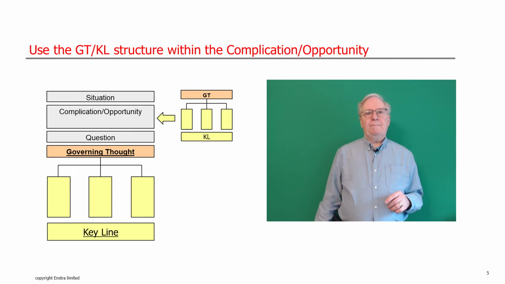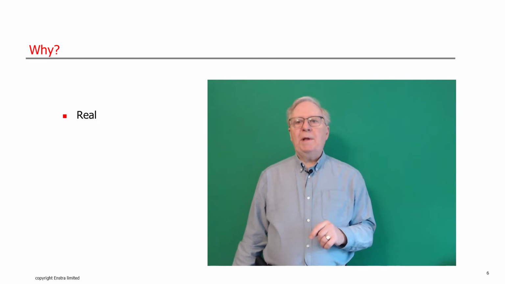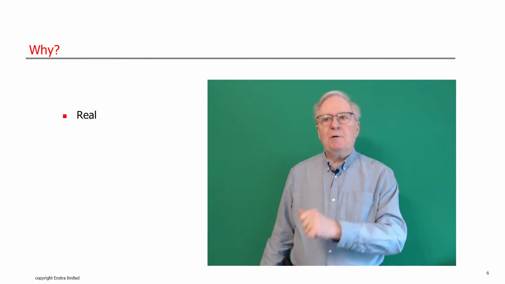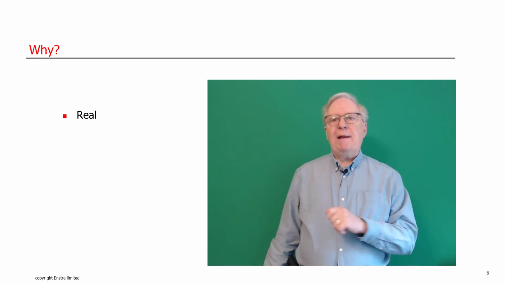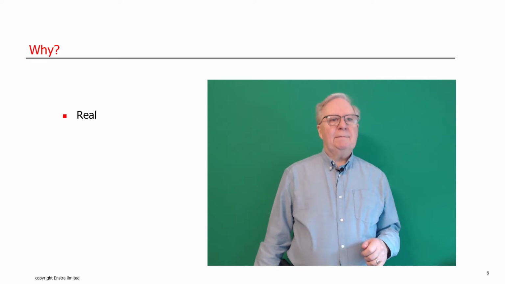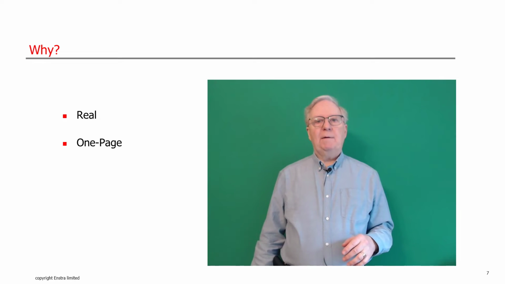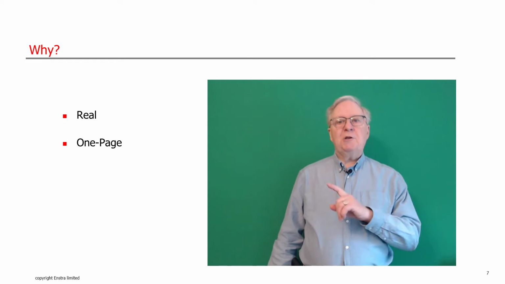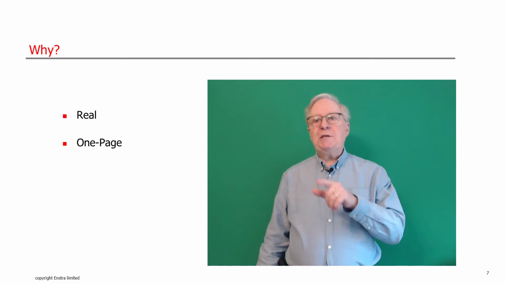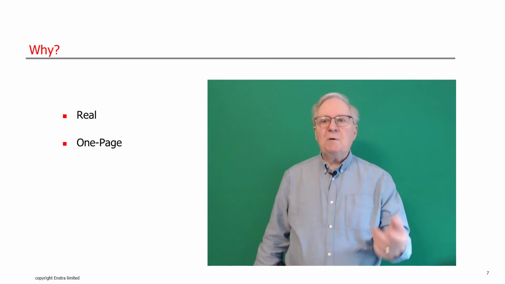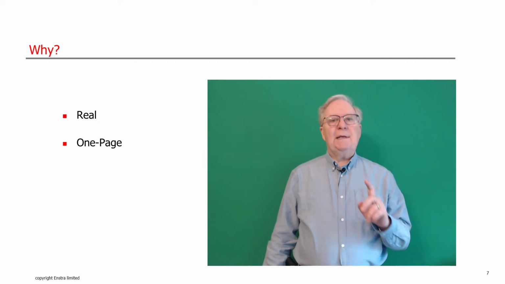Why does this work? Firstly, your audience will be convinced that the complication or opportunity is real. That is because you know that a clear governing thought followed by a relevant key line will be believed. And you can still stick to a 1-page logic framework. Whilst you now have a structured complication or opportunity, your overall SCQA, GT, KL, so situation, complication, question, answer, which is the governing thought followed by key line, structure remains intact.